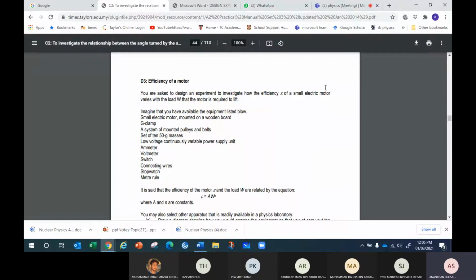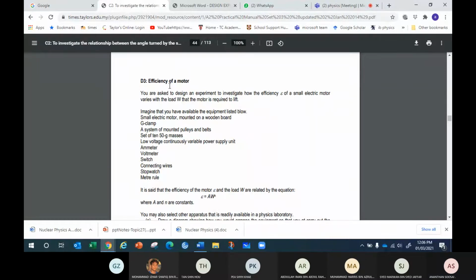Okay, guys, did you try the design experiment for this D3? Did you manage to draw the apparatus? How does it look? How are you going to use it? So this experiment is about the efficiency of a motor.